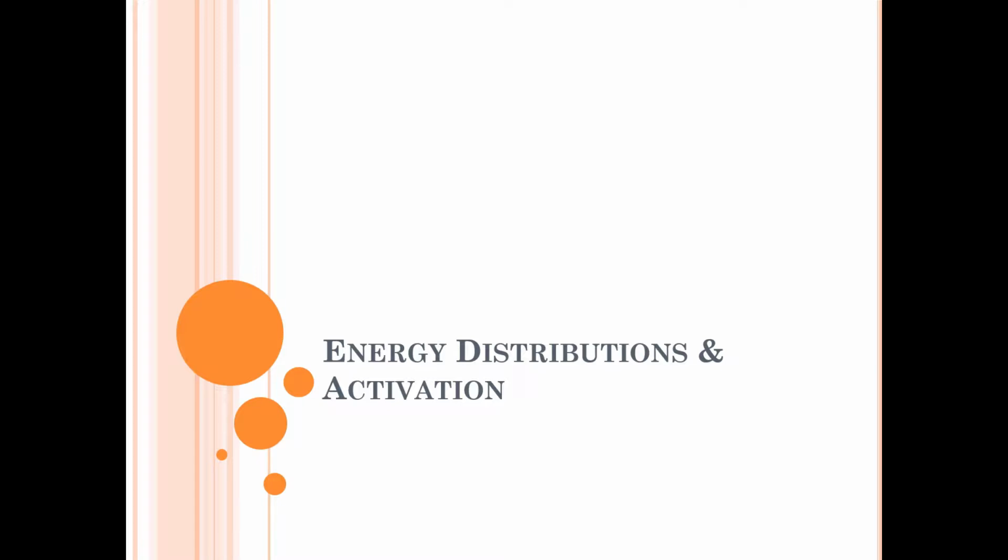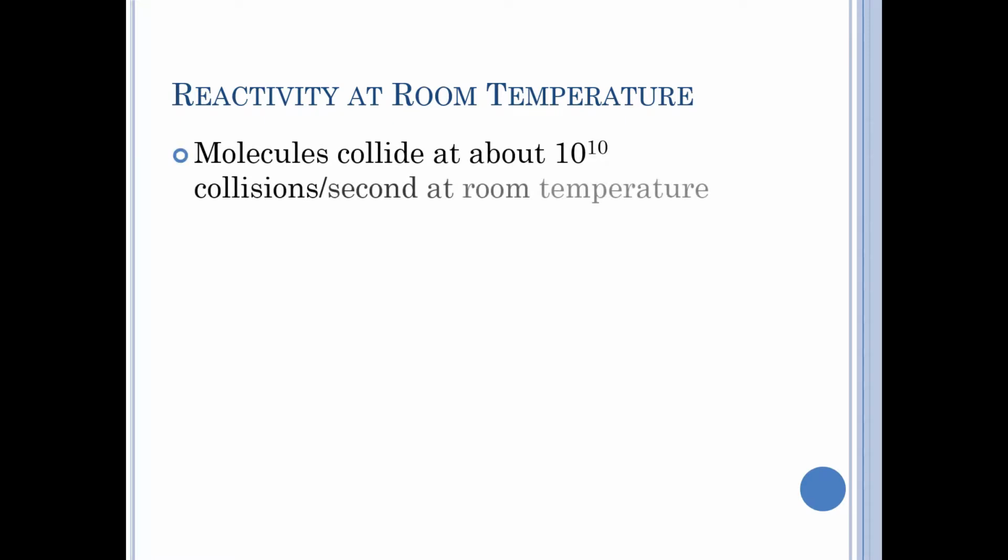So we talked last lesson about the reaction energy diagrams, and today we're going to expand that a little bit to explain more about how to get reactions to actually occur. Now, you may be surprised to know that at room temperature, molecule collisions and atom collisions occur at a rate of about 10 billion collisions per second.